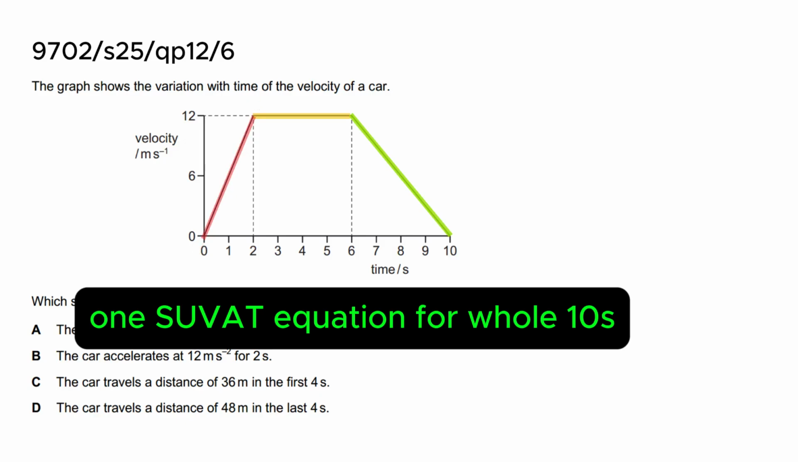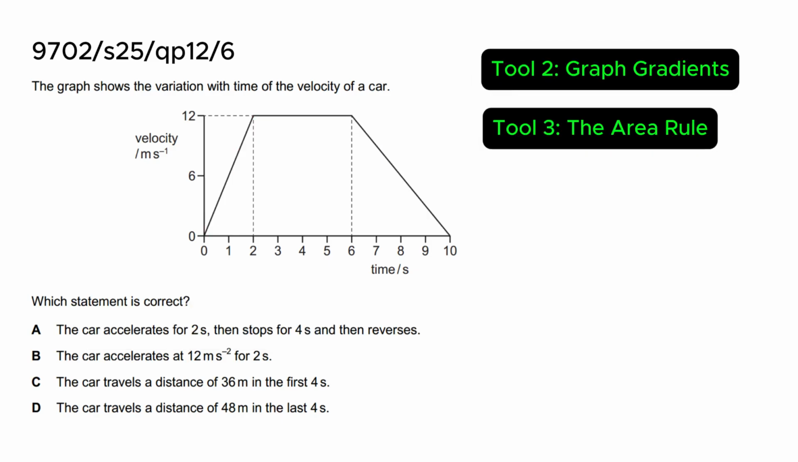The acceleration changes at t equals 2 and t equals 6. Remember our Kinematics Toolbox 2 and 3. The gradient of the velocity-time graph represents acceleration, while the area under the graph represents distance. Let's look at the options, one by one.